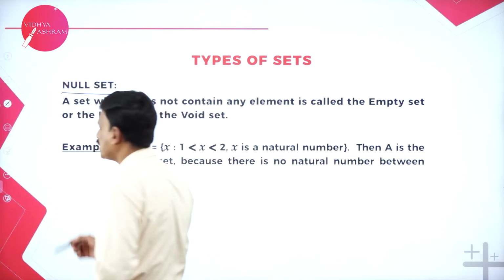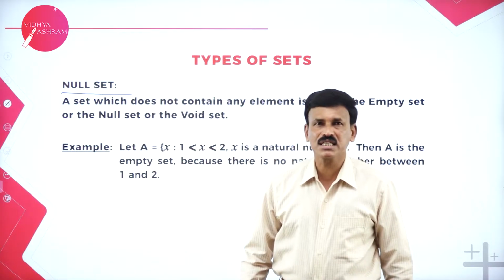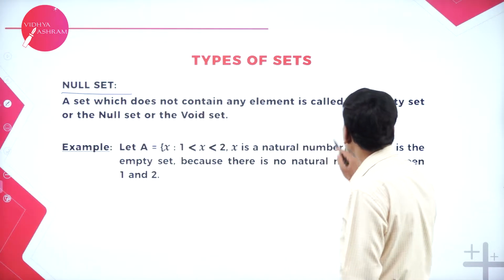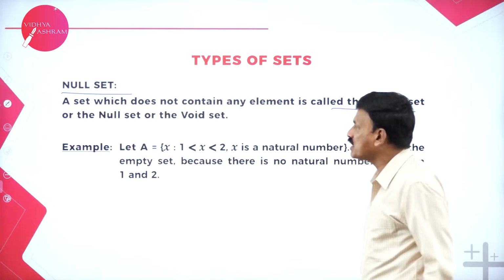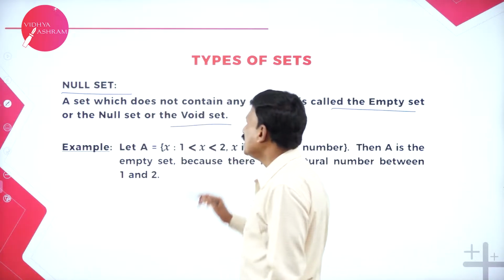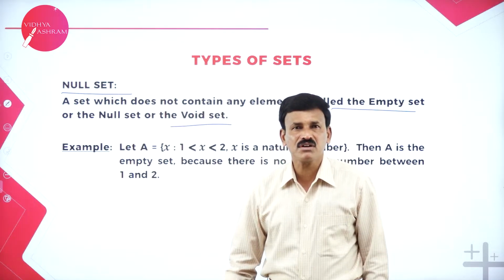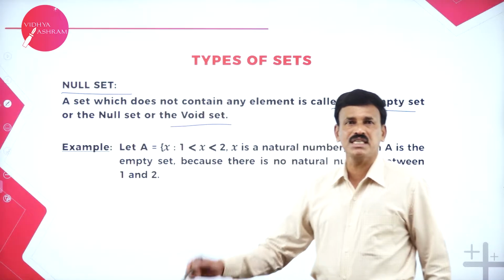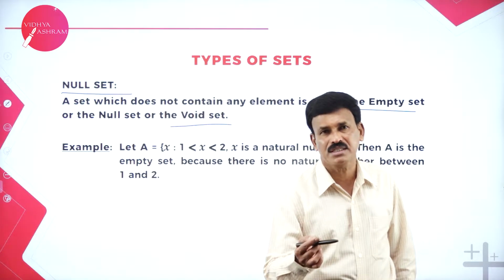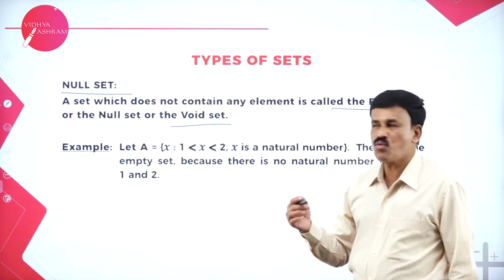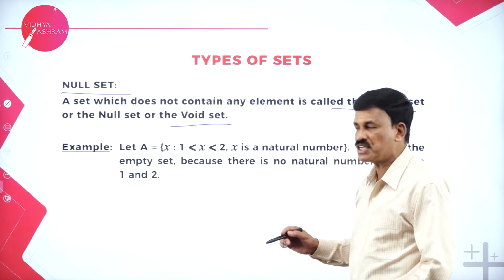Now, null means nothing: empty set, null set. That means a set which does not contain any element is called an empty set or null set or void set. If a set does not contain any element, such a set is called an empty set or a null set. It can also be called a void set, V-O-I-D, void set.